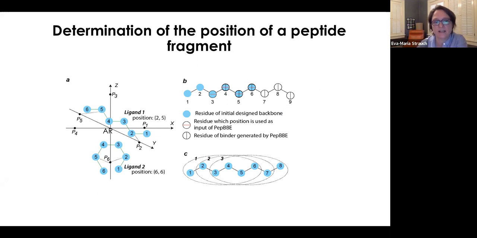However, occasionally you have cases where 2 and 5 are potentially equidistant to one of the coordinates, or one of the rays of the coordinate system, and then you don't know whether it's this way or the other way around. And as you can imagine, it's a lot easier to do that for helices than for other secondary structure elements.